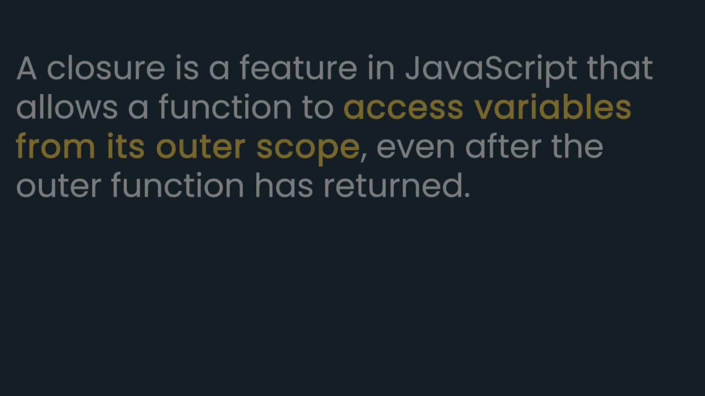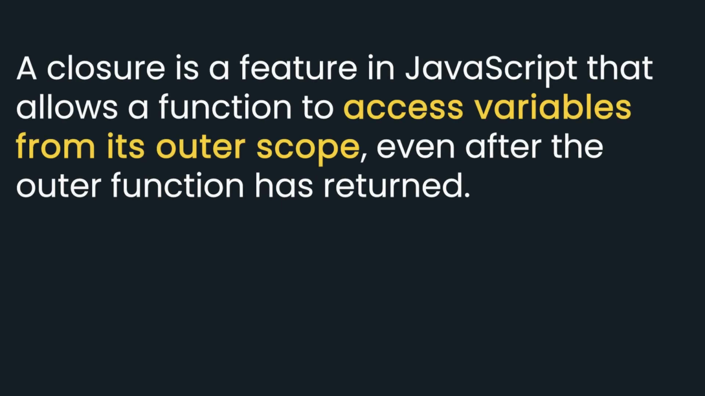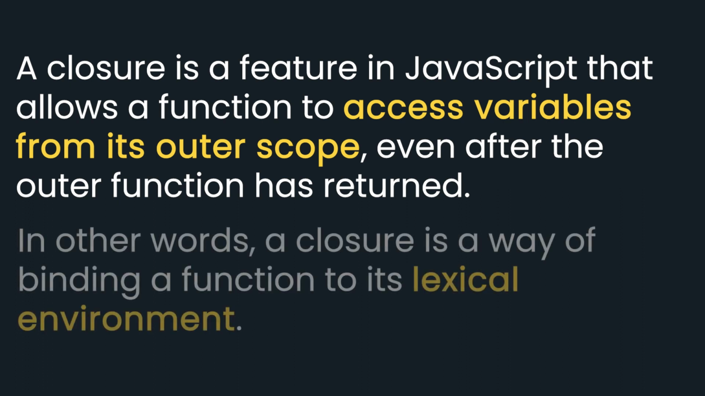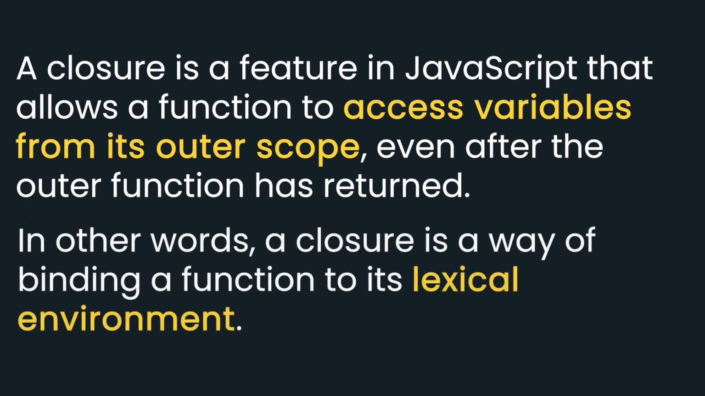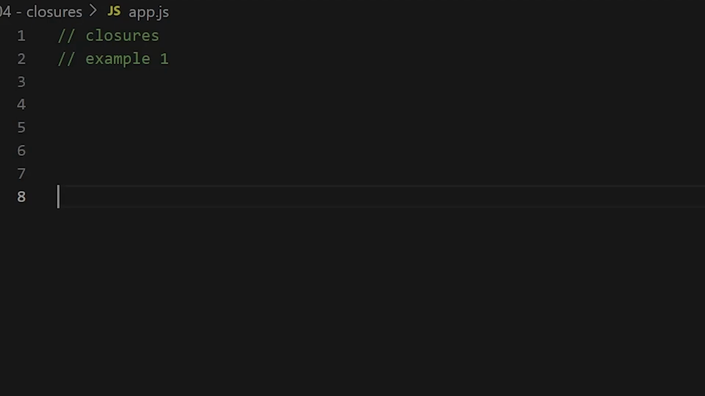A closure is a feature in JavaScript that allows a function to access variables from its outer scope even after the outer function has returned. In other words, a closure is a way of binding a function to its lexical environment. Now, what is lexical environment? Let's learn it with an example.